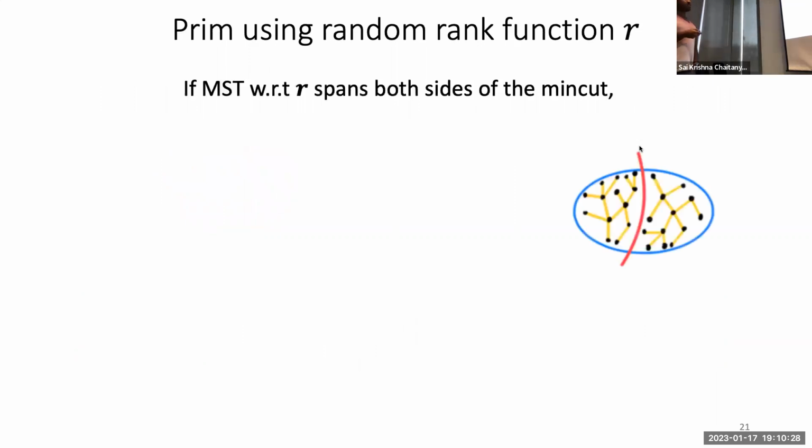Now what if we have a rank function such that the MST with respect to it spans both sides of the min cut. Then we do the following. Note that this is the final edge that we haven't contracted in Karger's random contraction, and we know that the rank of this final edge is greater than all the other edges. That is why we haven't contracted it.